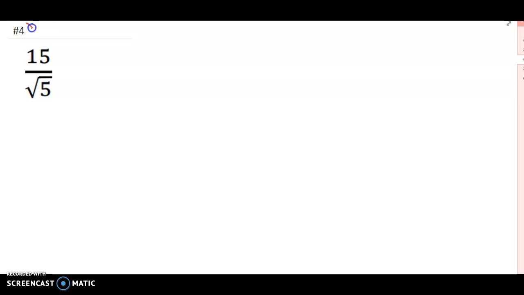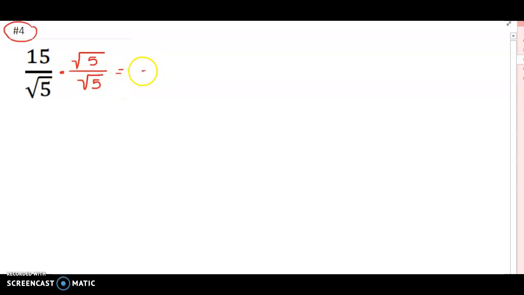All right, let's look now at number 4 on your sheet. Okay, so once again, this square root in the denominator, that's what I can't have, so I want to get rid of it. So I'm going to multiply this by the square root of 5 over the square root of 5.